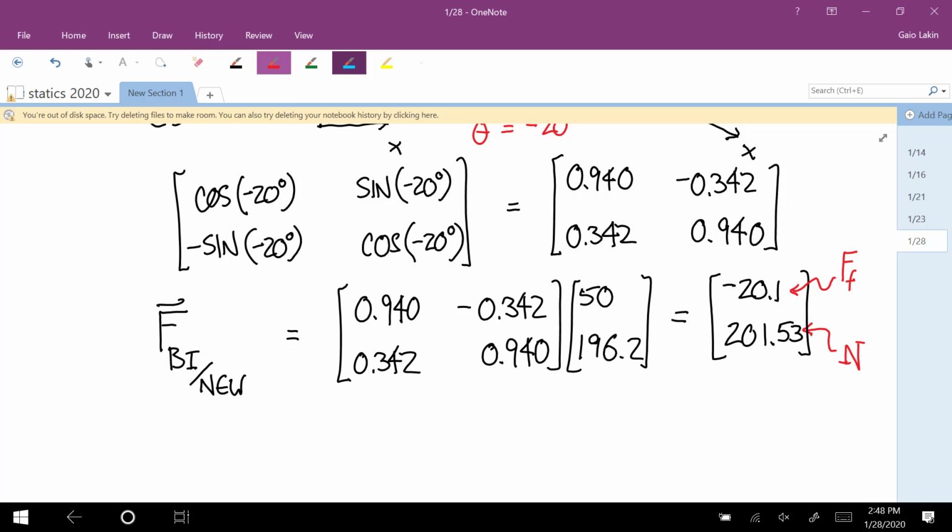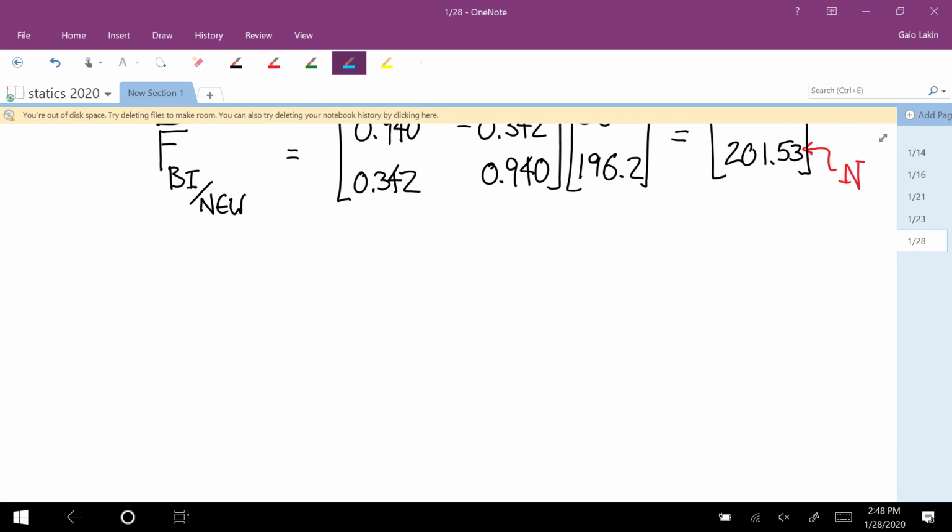Okay. So now we're going on to the next topic. And that is rigid body statics.